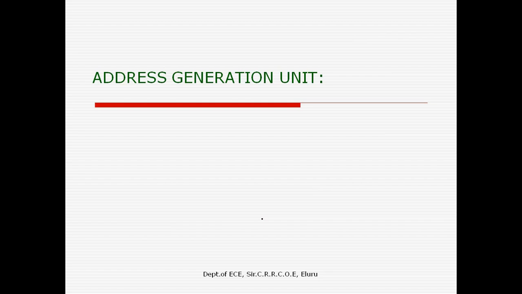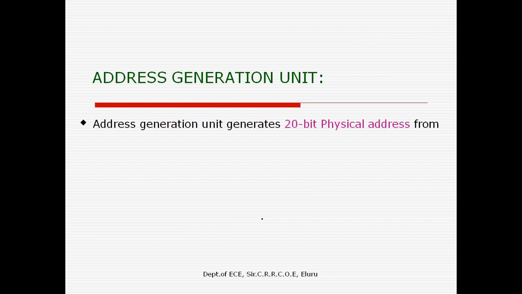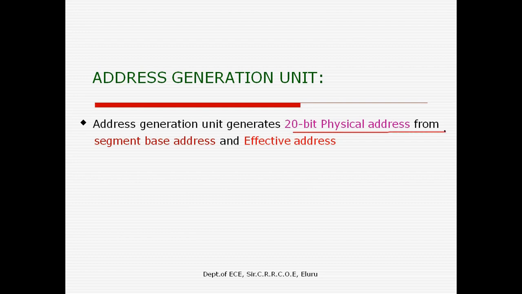So now, what is this address generation unit? The address generation unit generates the 20-bit physical address from the segment base address and the effective address. Actually, the real address of the 8086 processor is 20 bits, because we have 20 address lines, A0 to A19. Isn't it? The 8086 has 20 address lines.